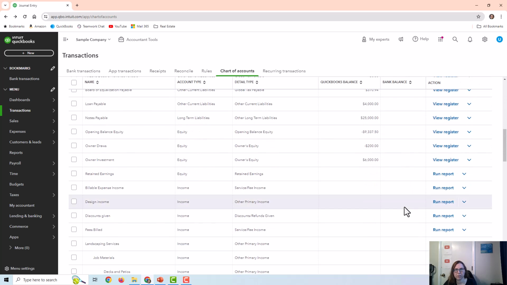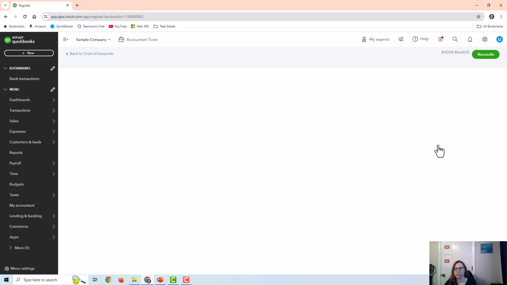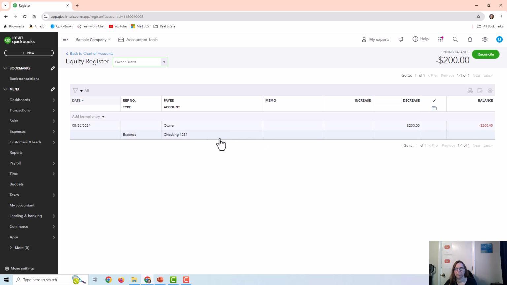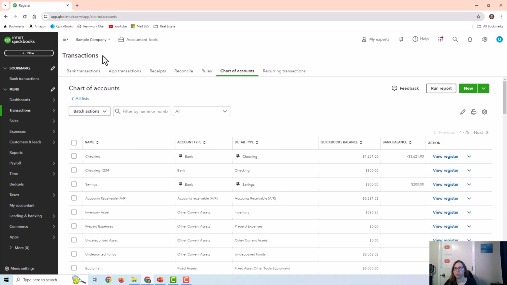So that would show up as negative equity because the owner is doing the opposite of putting money in. Putting money in is a positive equity transaction, taking money back out would be offsetting that, or the opposite. So you can see that negative 200 here under draws. Now you can put your draws and investments in one equity account. It's just more formal accounting to have separate accounts.